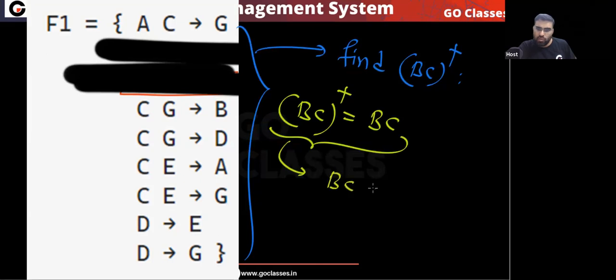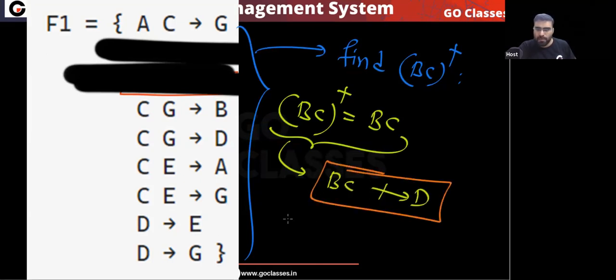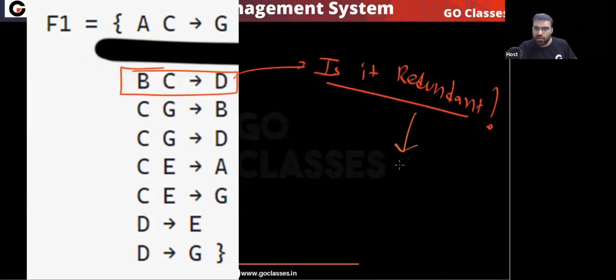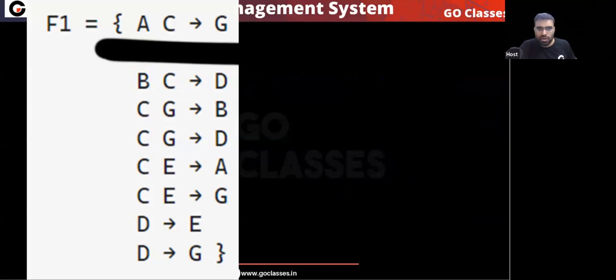So I can say now BC does not determine B, does not determine D. Is this clear? So this FD is not redundant. Understood? So you cannot remove it. This you cannot remove.